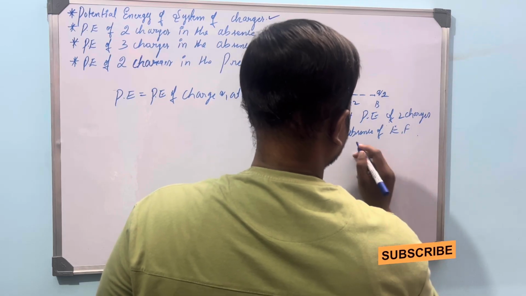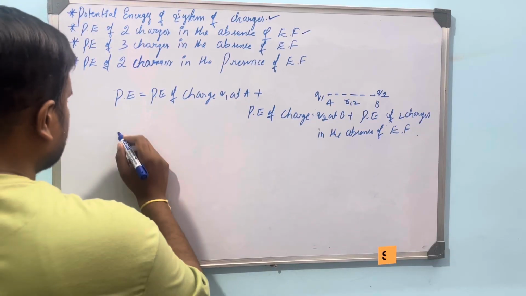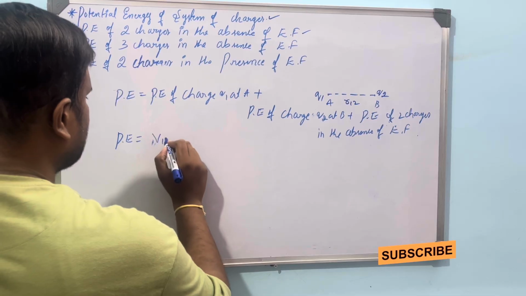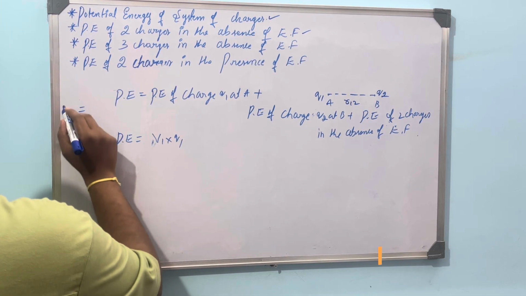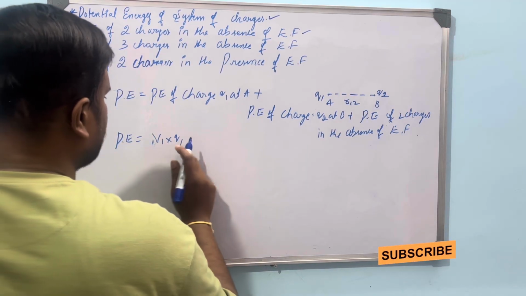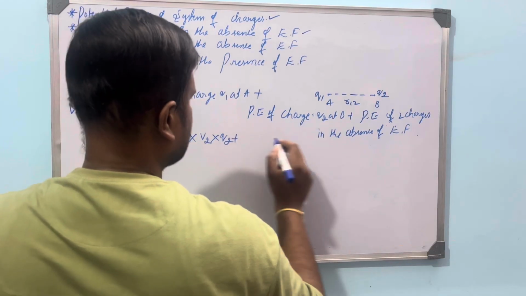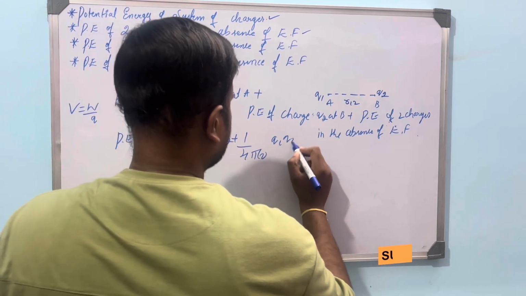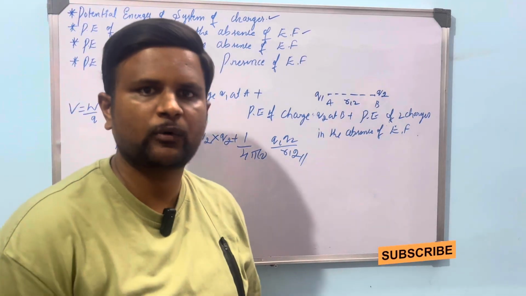Don't get confused that I am writing absence in the presence case. This is the initial condition, in the absence of electric field; all three must be added. The potential energy of the charge q1 is V1 into q1. Why? Because you know the formula: V is equal to W divided by q, so W becomes V into q. For charge q1, V1 into q1, for charge q2, V2 into q2, plus the potential energy of the two charges in the absence of electric field, which is 1 divided by 4 pi epsilon naught q1 q2 divided by r12. Did you understand all three cases? Okay, thank you for watching.